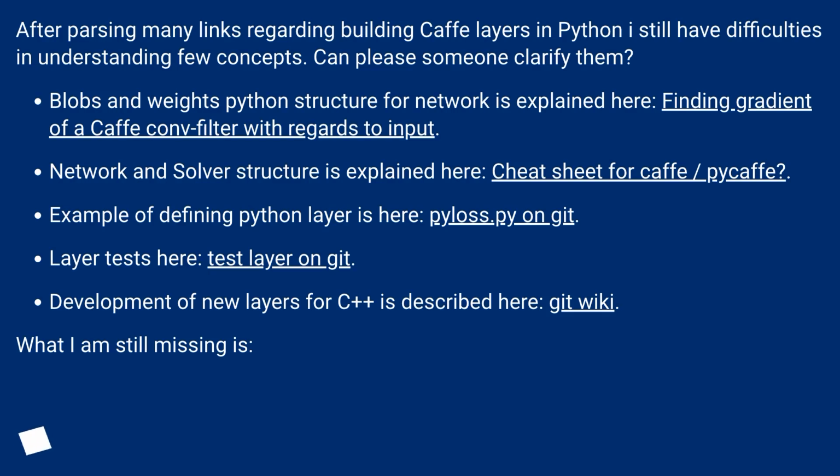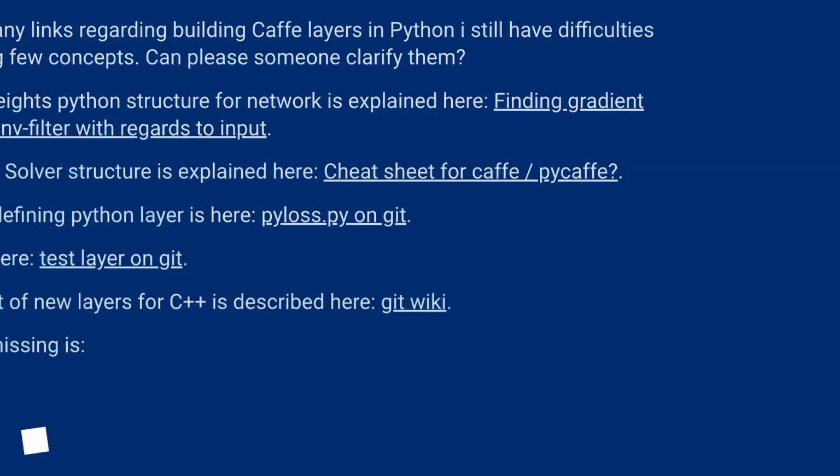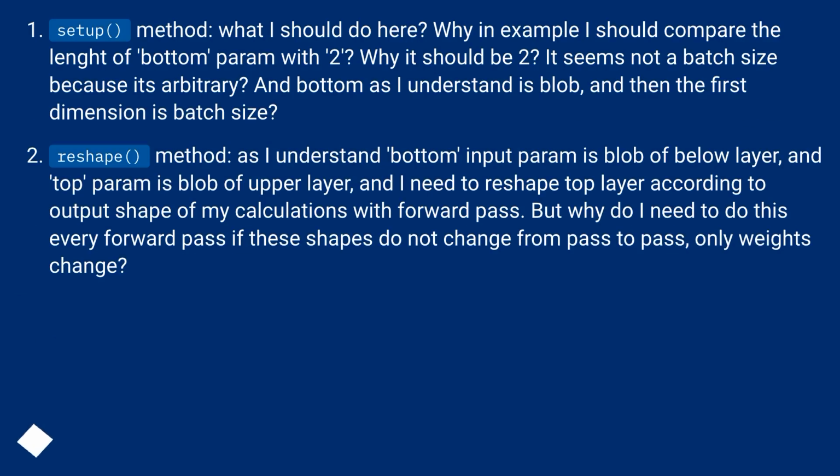What I am still missing is the setup method, what I should do here. In the example, why should I compare the length of the bottom param with 2? Why should it be 2? It seems not a batch size because it's arbitrary. And bottom, as I understand, is a blob, and then the first dimension is batch size.